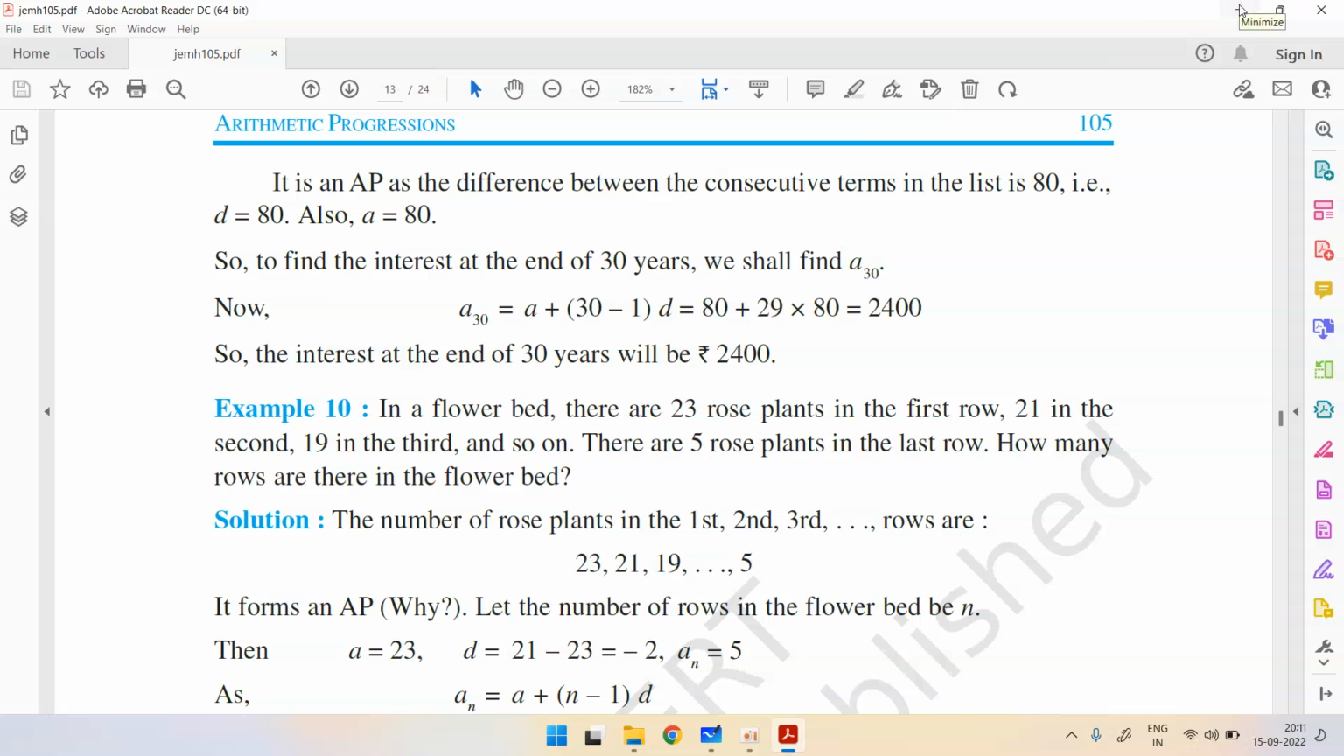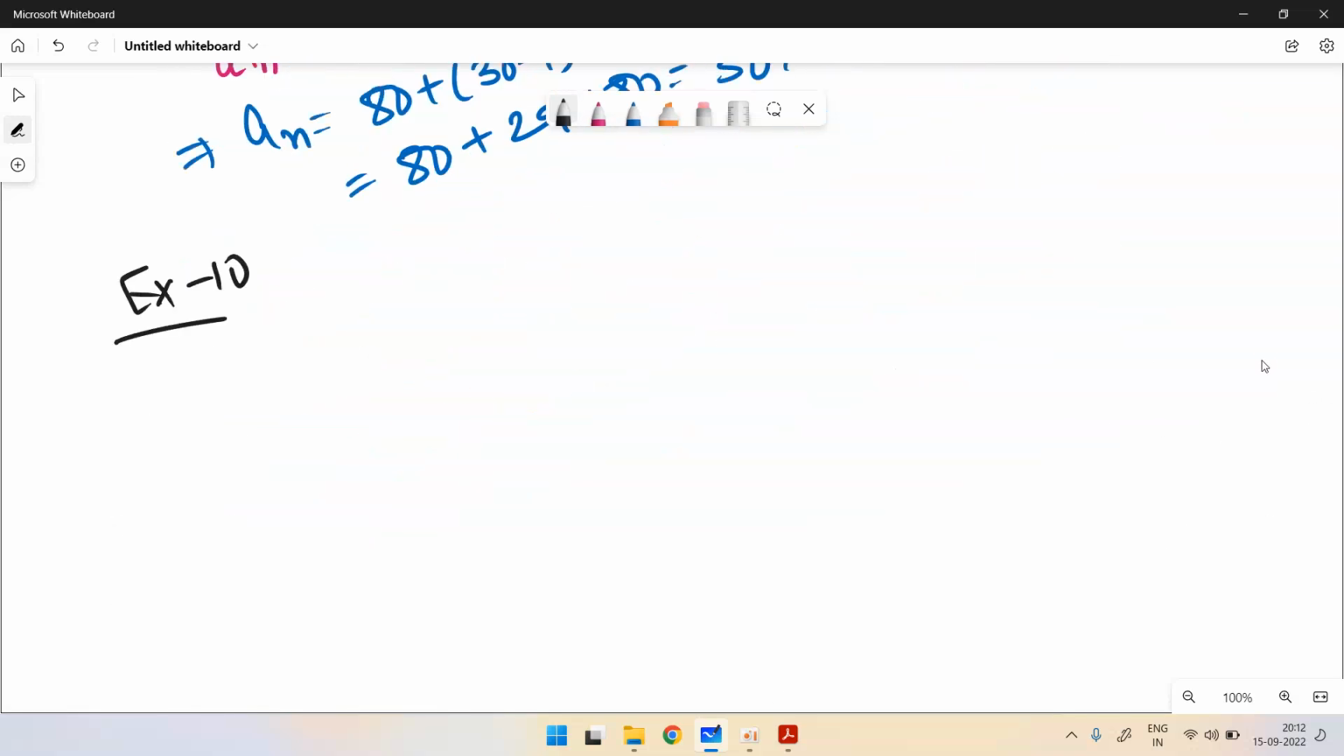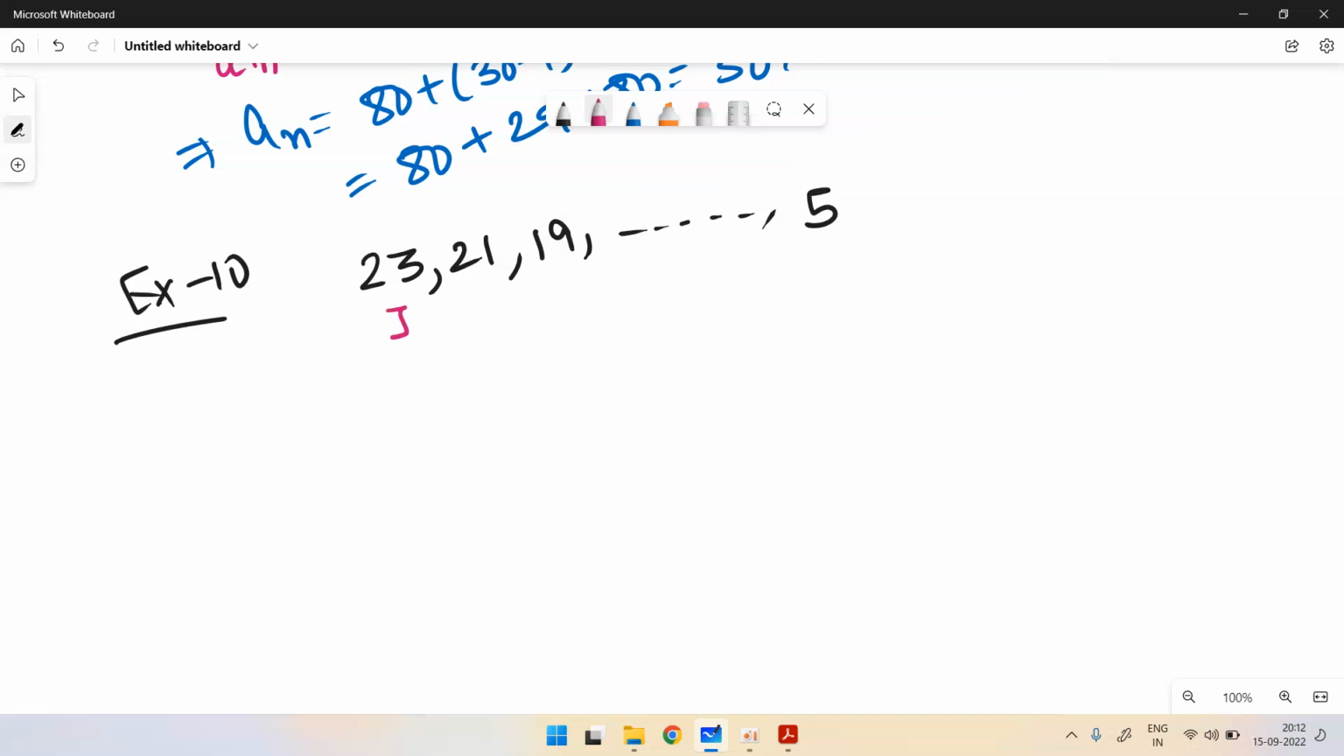So in the flower bed there is 23, 21, 19. Example number 10. 23, 21, 19, and so on till 5. It is given that in the first row there are 23 flowers, in the second row there are 21, and in the third row there are 19, and so on till the last row having 5. Now you need to calculate how many rows there are.